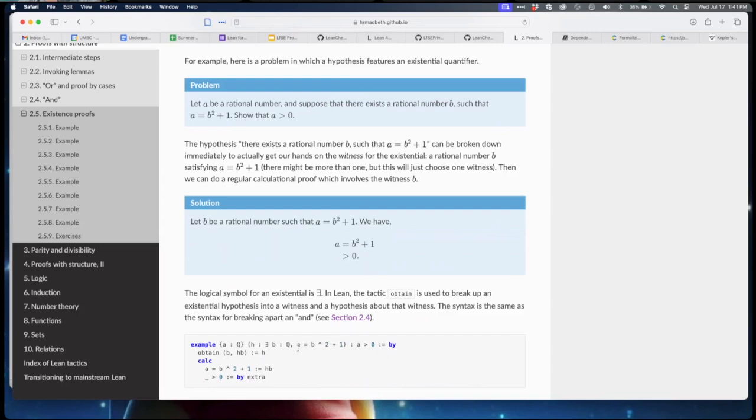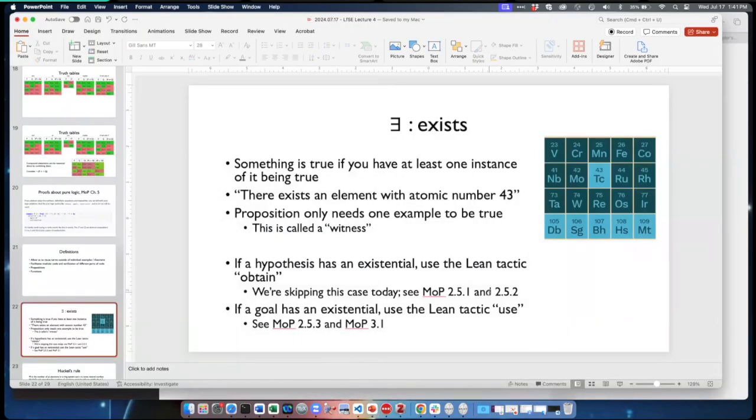That's a mini little statement. So I'm assuming that's the case. Show that A must be greater than 0. This is going to be the thing I'm going to prove, my conjecture. And the obtain tactic is used. We're not going to dig into this, but you can totally go at Mechanics of Proof and work through this one. I listed one more. 2.5.2 puts it on the hypothesis side of things.